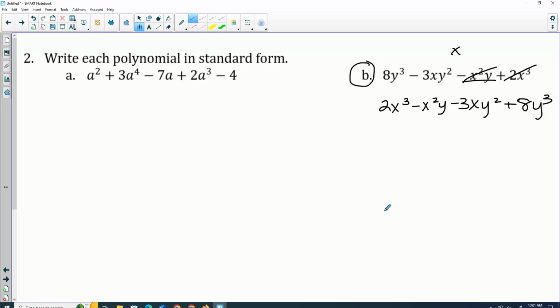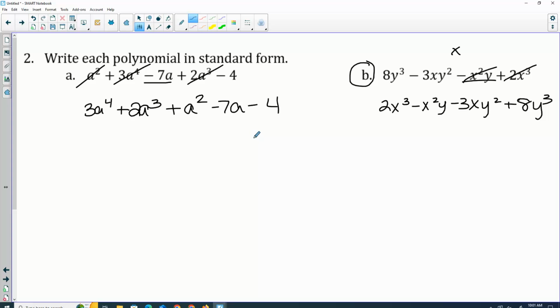Let's go ahead and do A. I see a lot of people erasing right now. Which one would come first on A? 3a to the fourth. Fourth is the highest power. The next highest is? Next highest? A squared, minus 7a and minus 4. So, standard form, highest to lowest power.